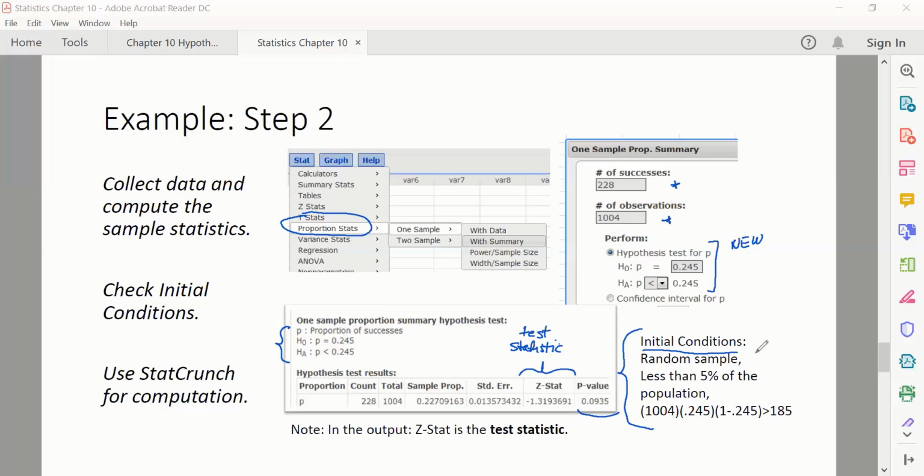If you need to check initial conditions, it's just the same as it was when we were doing the confidence interval. We need to have a random sample. We need to have less than 5% of the population, and we need to multiply n times p hat times 1 minus p hat and be bigger than or equal to 10. So we can check that.